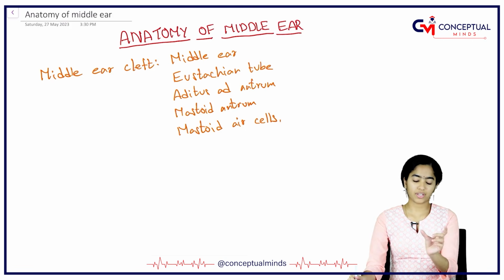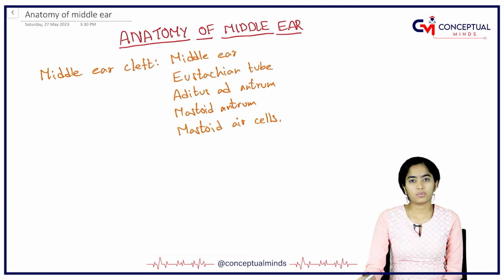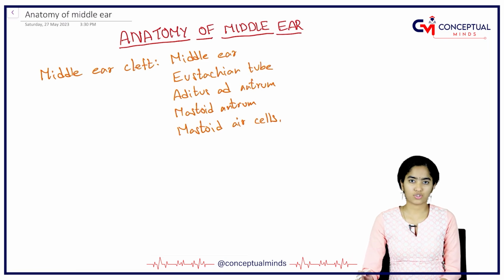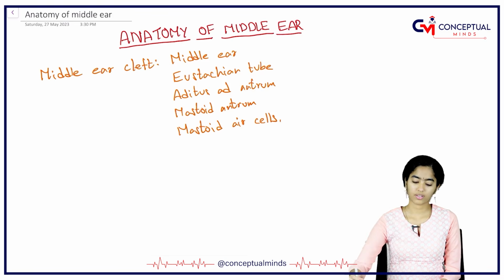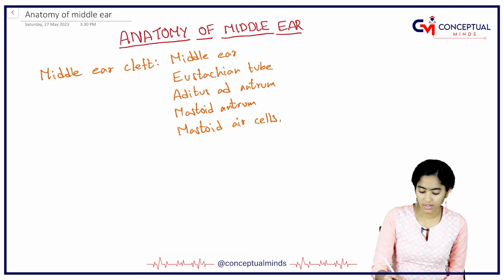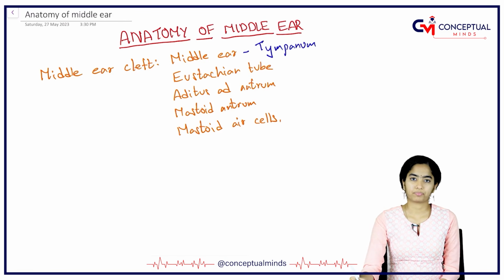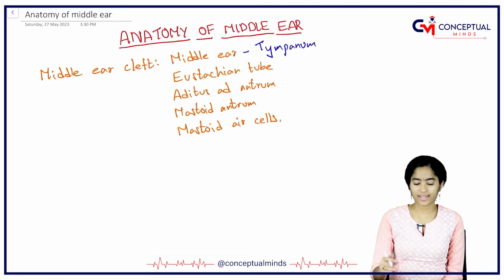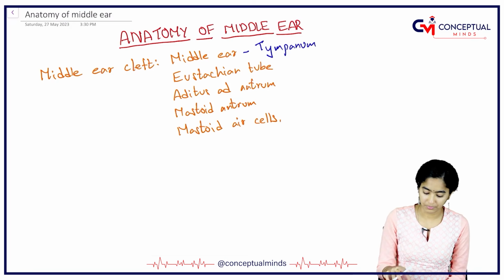All of these together is called as middle ear cleft. When you say cleft, it includes all of these structures together. They are considered together because they are lined by a common mucous membrane. They are all continuous with each other. So the middle ear is also called as tympanum. Tympanum or middle ear means the same. Okay. So first let us study about middle ear and then we shall look into all the other structures of middle ear cleft.